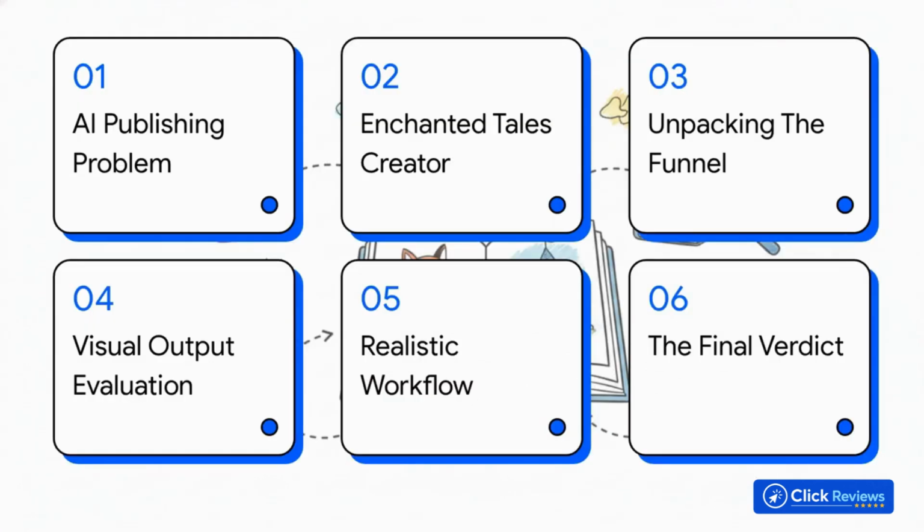Here's our roadmap for today. First, 1. The AI publishing problem. 2. Enter Enchanted Tales Creator. 3. Unpacking the full funnel. 4. Evaluating the visual output. 5. The realistic publishing workflow. And finally, 6. The final verdict. Let's get right to it.